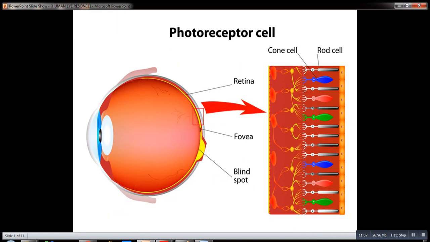Our slide shows us the anatomy of the eye. This is the retina in the eye. Any part of the retina has a large number of receptors: rods, which see gray, black and white, and cone cells, which see colors: red, green, blue.